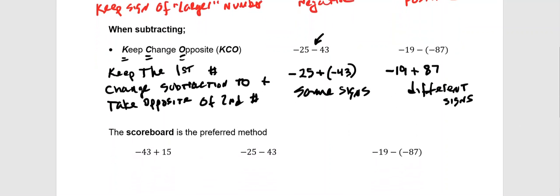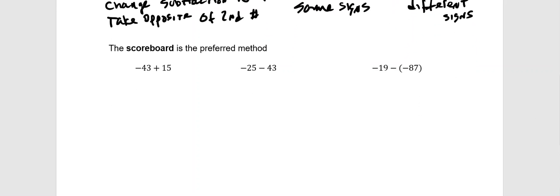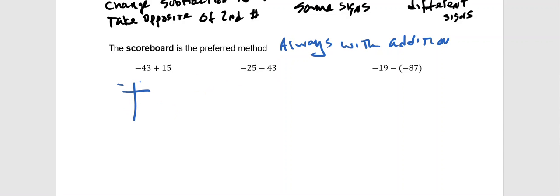If I need a method, well, I use what is called the scoreboard method. Now, the scoreboard method just allows me to set up essentially like what it sounds. When I use a scoreboard method, it's always with addition. So if I need to use KCO to convert something to addition, I do that first, and then I create my scoreboard. In this case, I create a simple scoreboard. I put a negative sign on the left side, a positive sign on the right side. I'm already addition. And now I just stack my numbers.